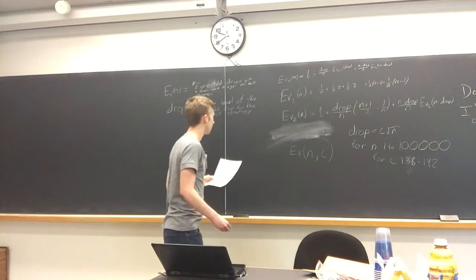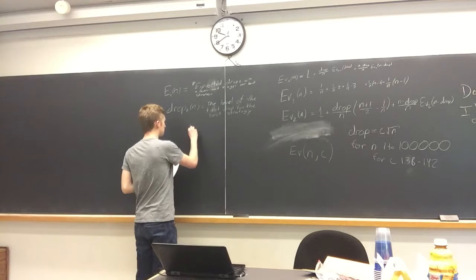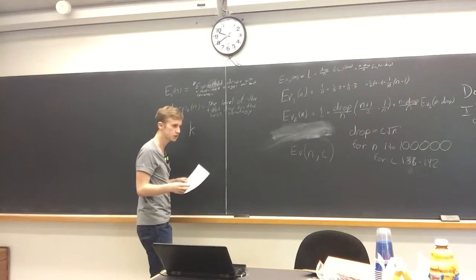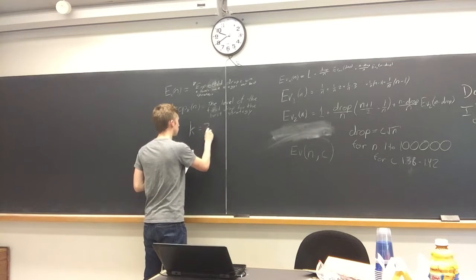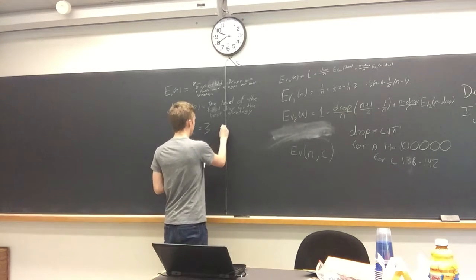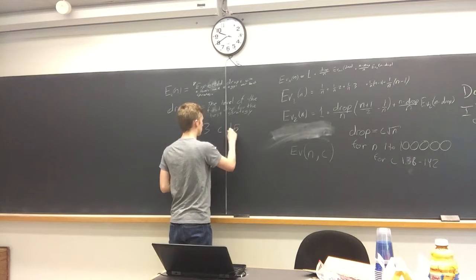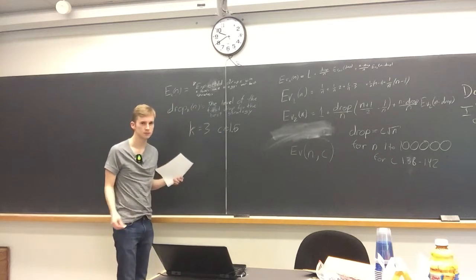I did when k equals 3 and k equals 4. My computer cannot handle much greater than that. So when k equals 3, c converged to around 1.6, which was a number that I could not make any sense of. Anybody know any numbers close to 1.6?